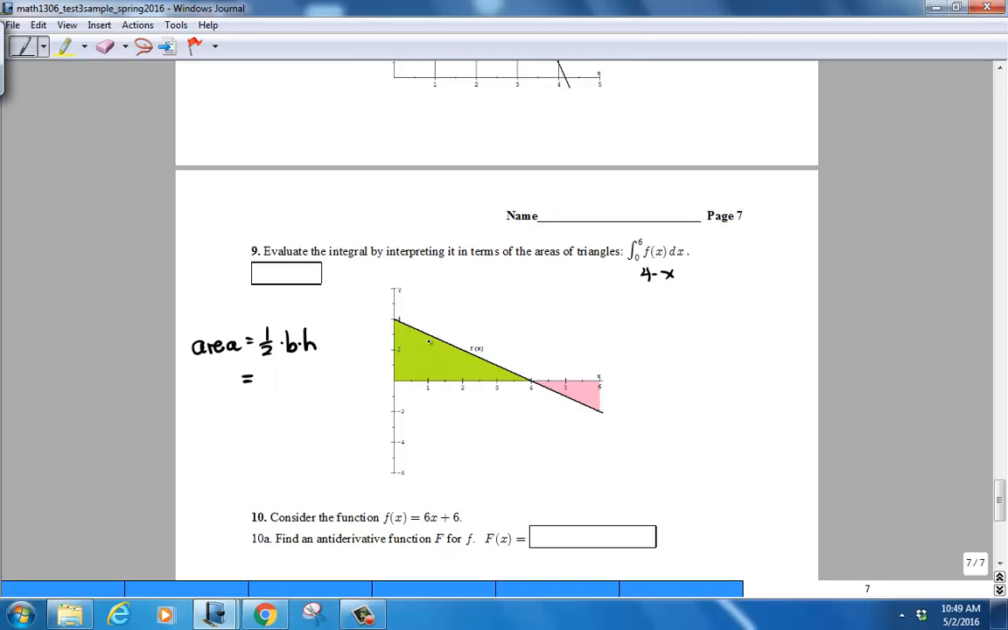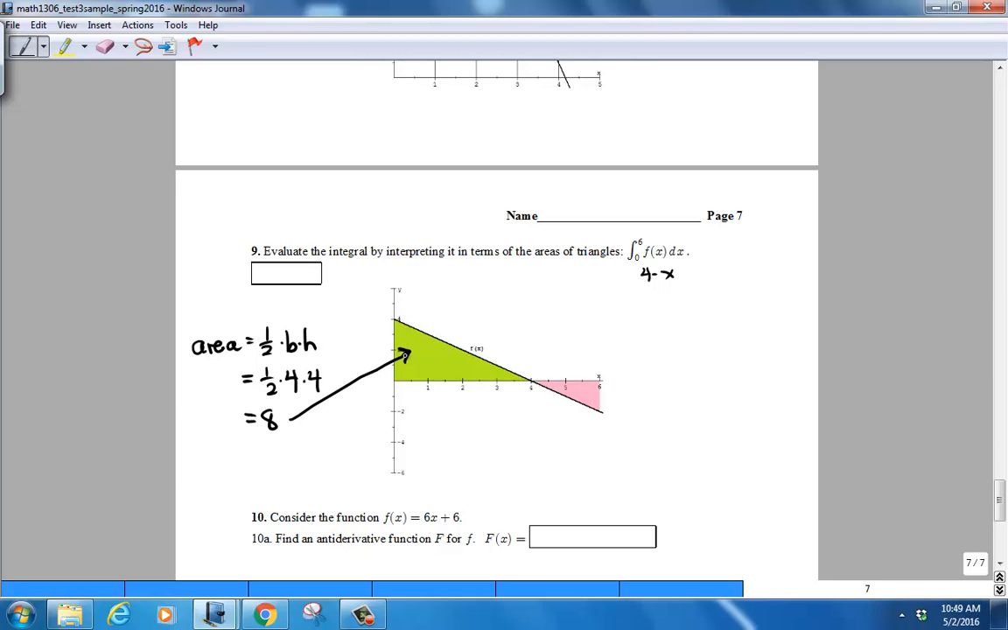Okay, so for this green triangle, what's the base? What's this length here on the x-axis? Yeah, that's 4. So we get 1/2 times 4 times the height, which is easy to see too. That's also 4. So we get 1/2 times 4 times 4. That's 8. So this green area is 8.